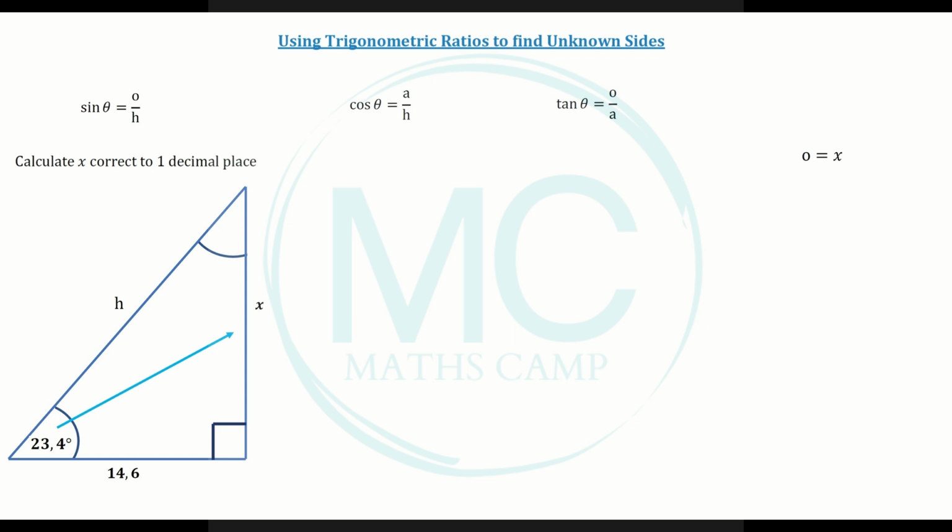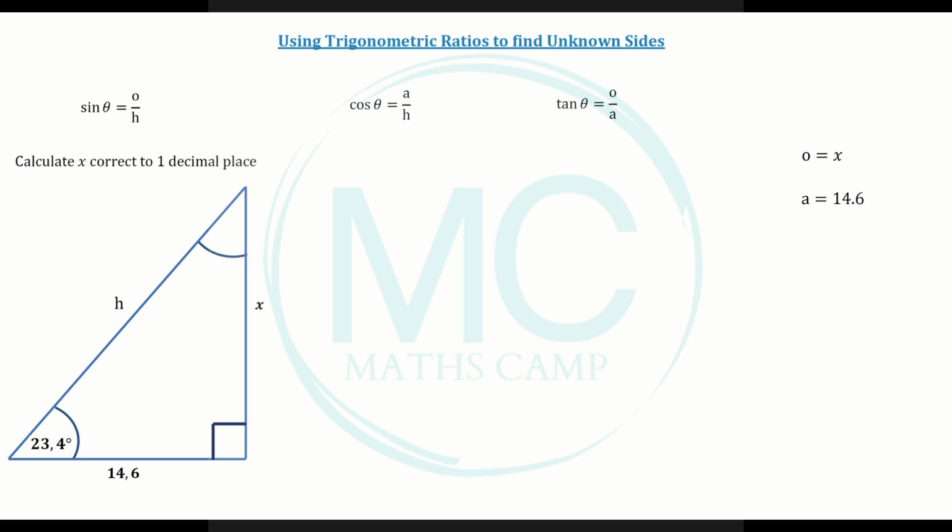Now we can look at the adjacent side. We know that this is our hypotenuse, so this must be our adjacent side. It has a length of 14.6 units, so we can make a note up here, and we say A is equal to 14.6. Now we have an angle, the adjacent side, and we need to find the length of the opposite side. So we need a ratio that uses both the opposite and adjacent sides. And tan is the only ratio that uses both of these.